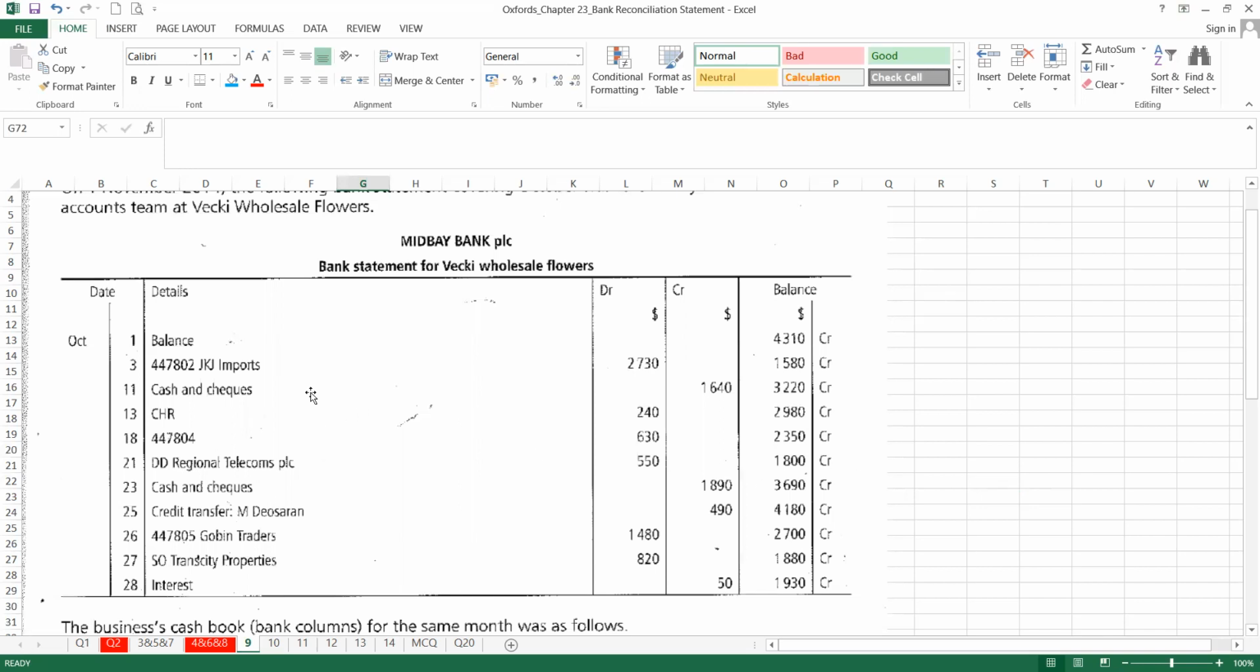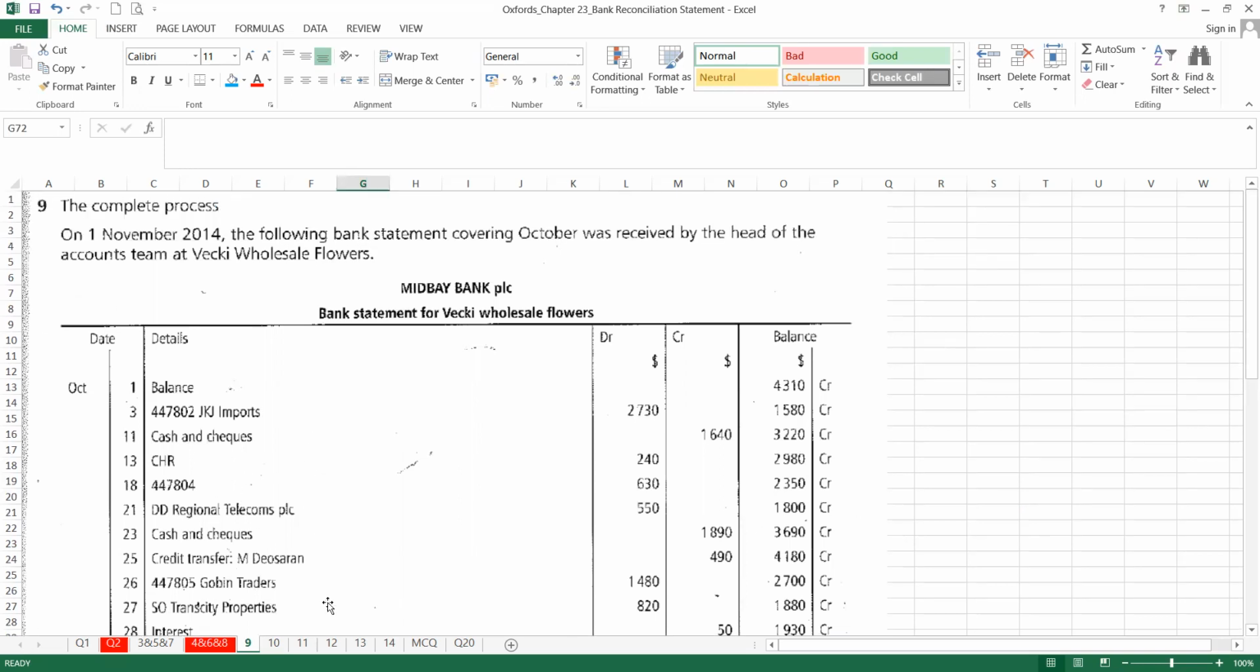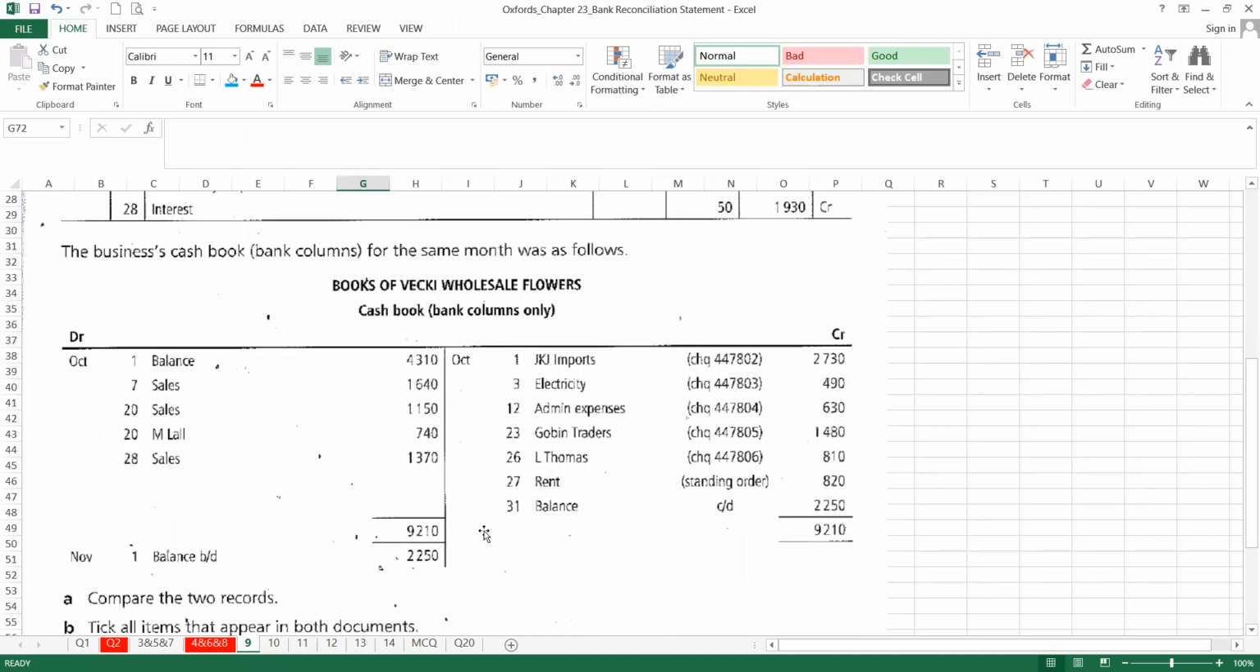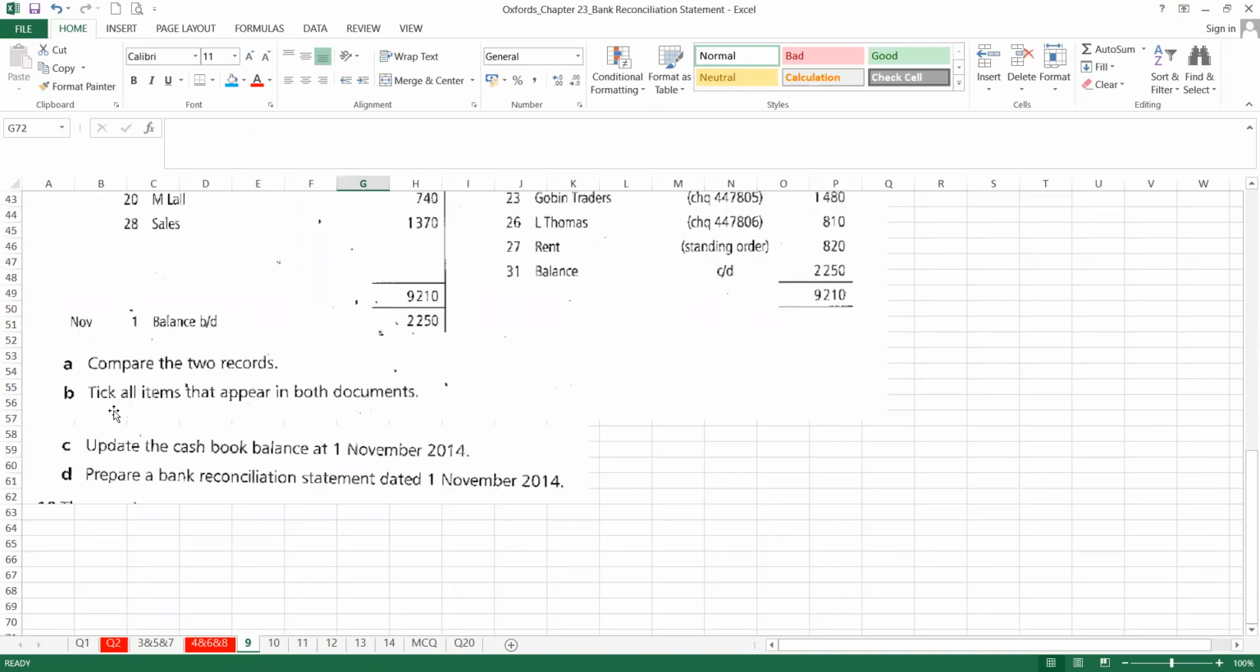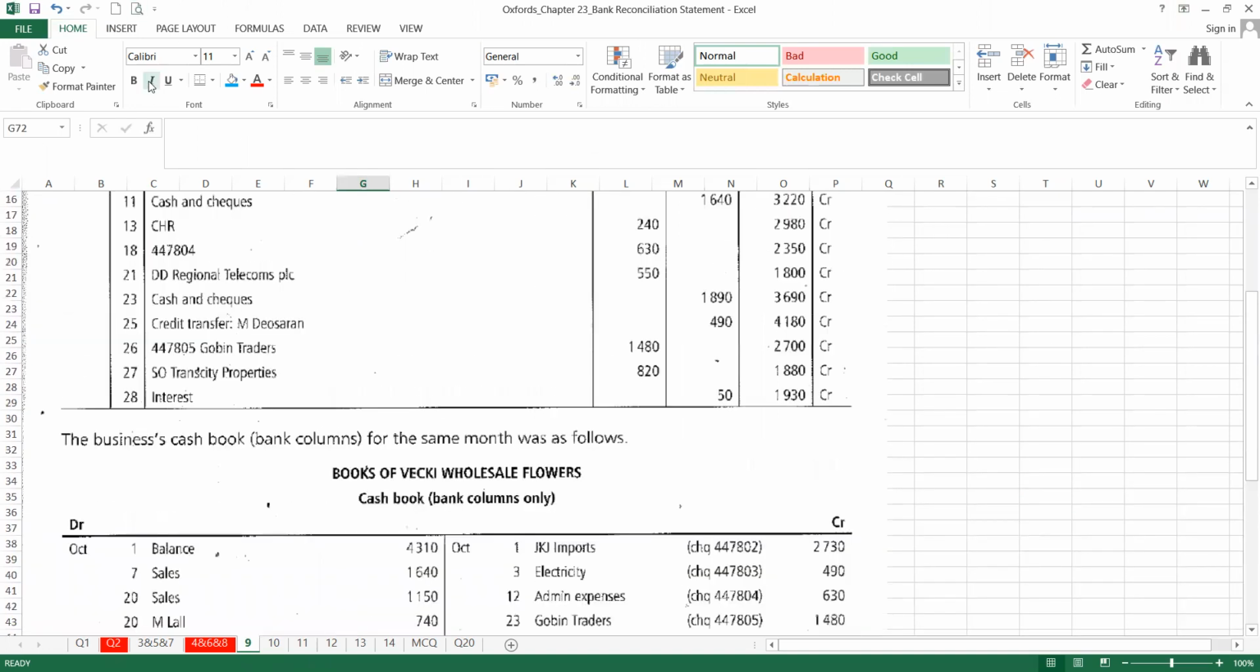For question 9, they have given us the bank statement and the cash book, and they ask us to compare the two records, tick all the items that appear, update the cash book, and prepare the bank reconciliation statement dated 1st November. Let's see what items we have here.